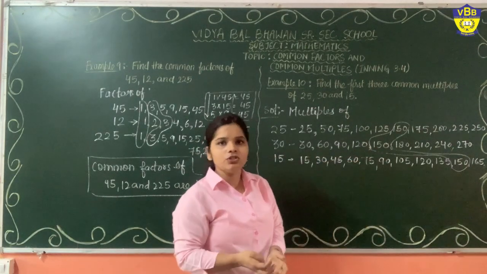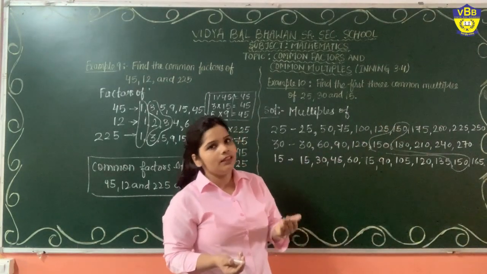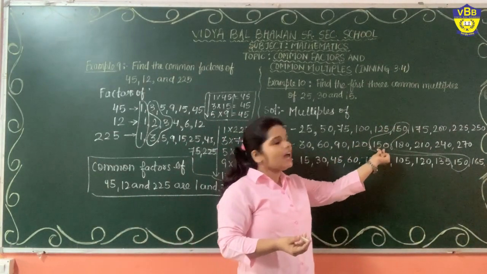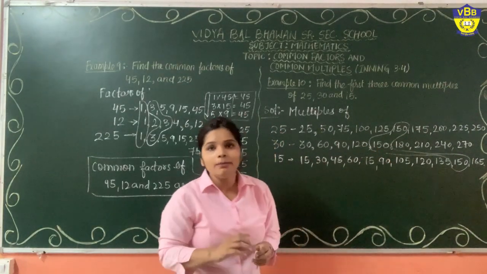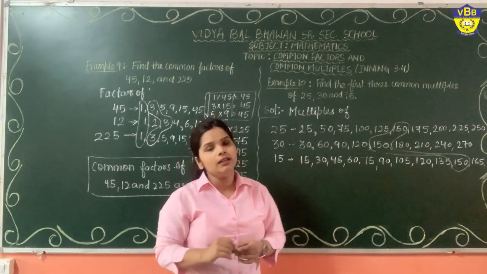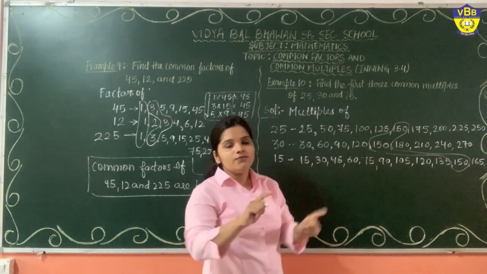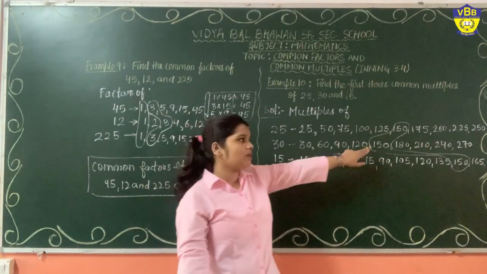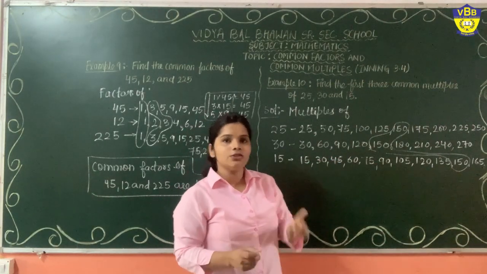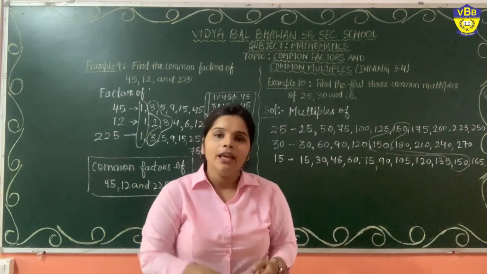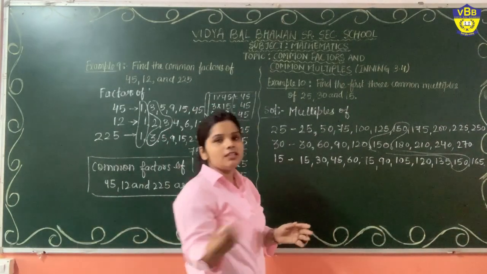You can also check by writing more multiples of these three numbers, but it will become lengthy. So if we have found the first common multiple, that is 150, the next common multiple of these three numbers will be a multiple of 150. That is 150 multiplied by 1 is 150 only. Then 150 multiplied by 2 is 300. So the next multiple will be 300, and then 450, and then 600.